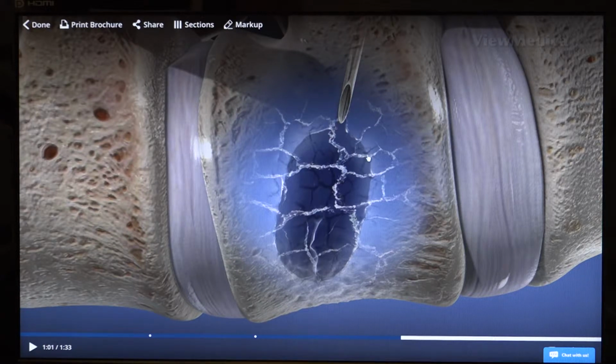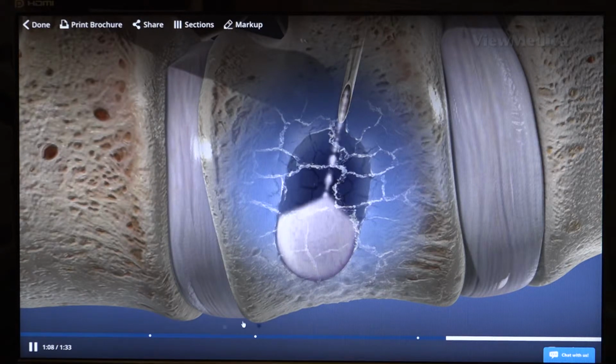After the balloon is deflated, you can see that there's a cavity now that we've created with the balloon, and the goal is that the cement that we place inside will remain within this cavity and will not go in any other direction. And this is what we call a negative pressure area that will limit how far the cement goes.